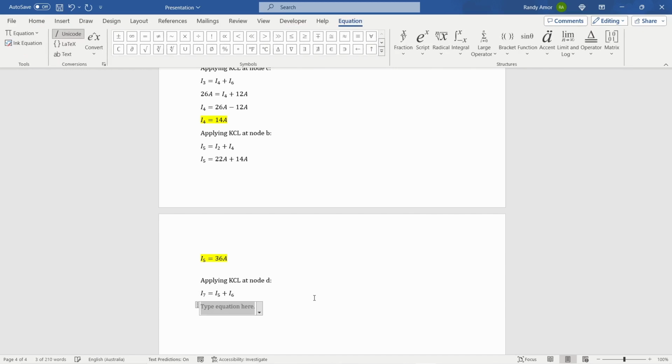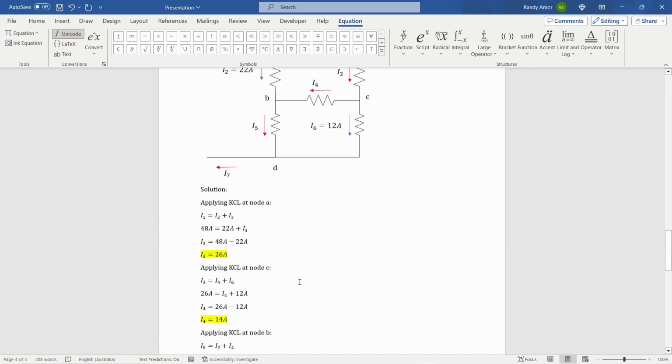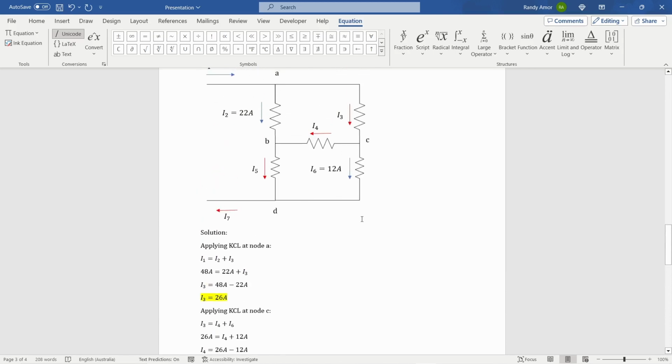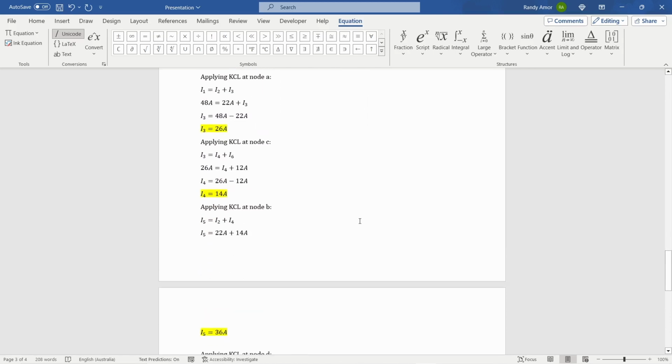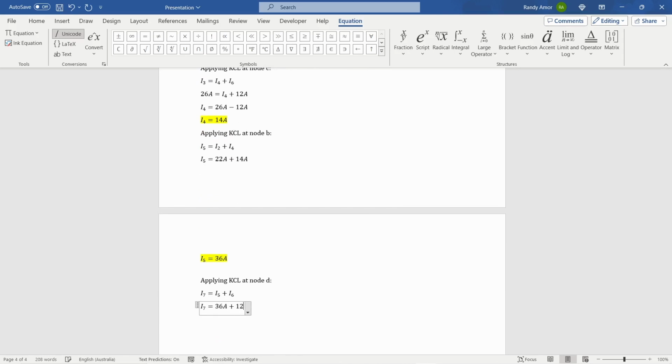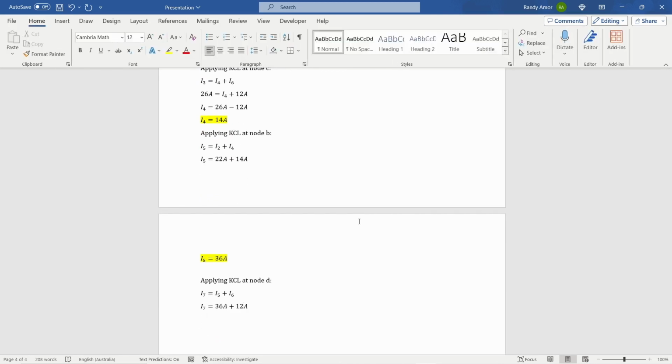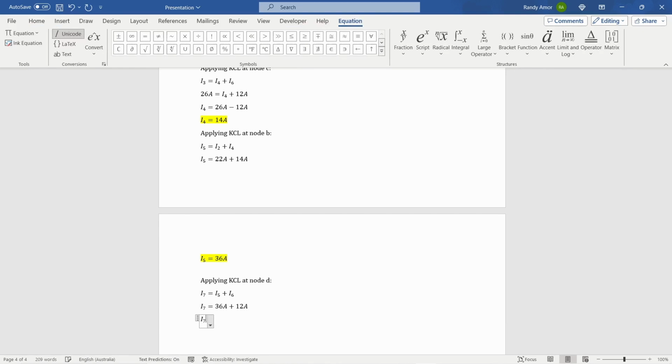So I7 will be equal to I5, which is 36 amperes, plus I6, which is 12 amperes. Therefore, I7 will be equal to 36 plus 12, which is 48 amperes.